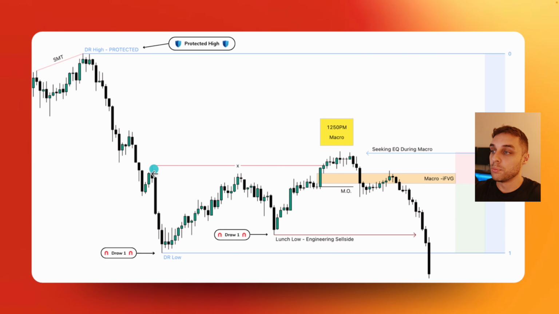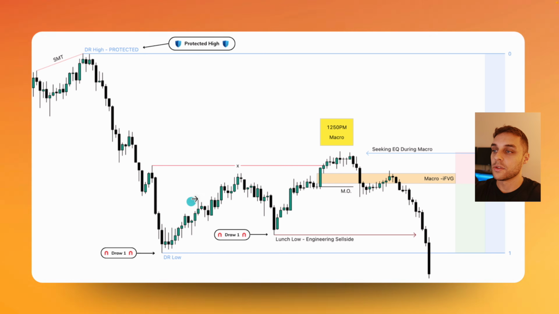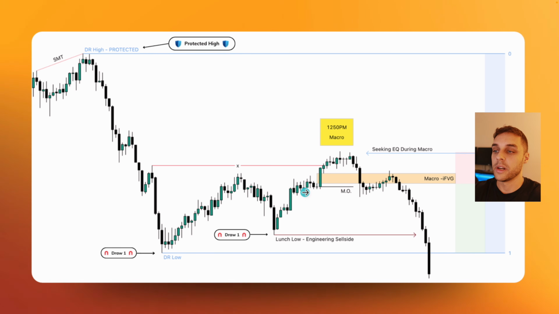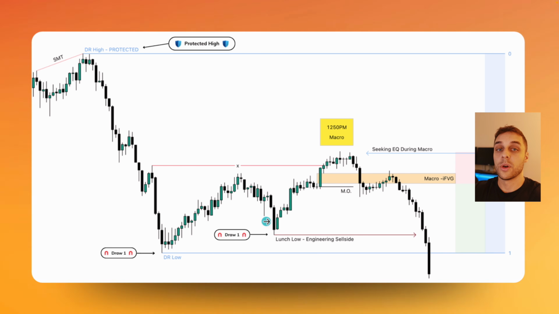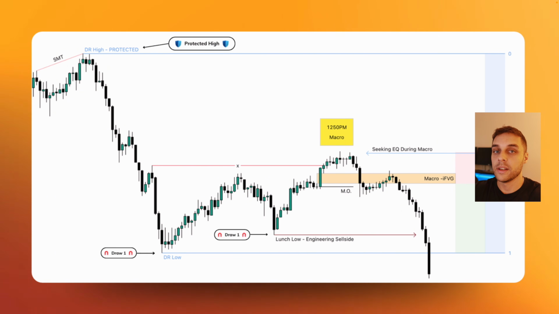You see us spool lower. Then you're seeing us go higher, chop around a little bit. Ultimately, we're entering the 1250 macro. Now, what are our 2 draws on liquidity right here? You have lunch low, so a session low. That is a draw on liquidity. Session highs and lows are where price is going to gravitate towards.